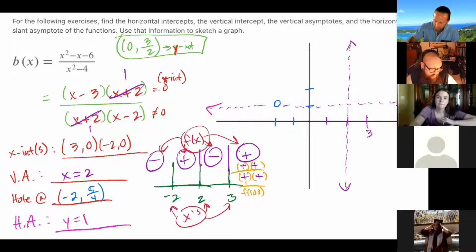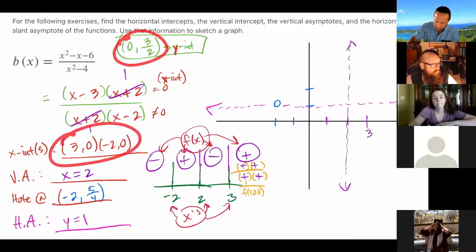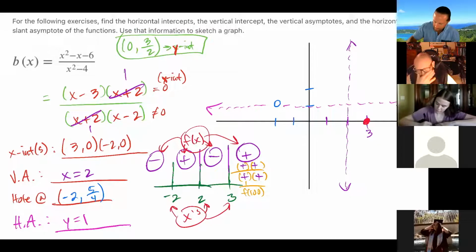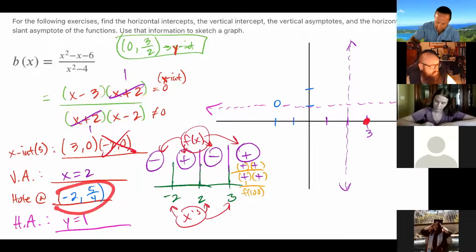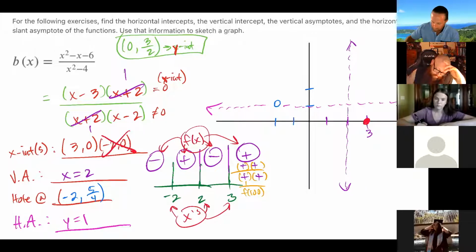Negative. And don't forget, we had a few points that we could have plotted. Our x-intercepts were at (3, 0) and (-2, 0), but that one we had to take out because we noticed that it was a hole. And so we had this (-2, 5/4), which we put right here as our hole. Then the other point we had was (0, 3/2), so that would be right here.